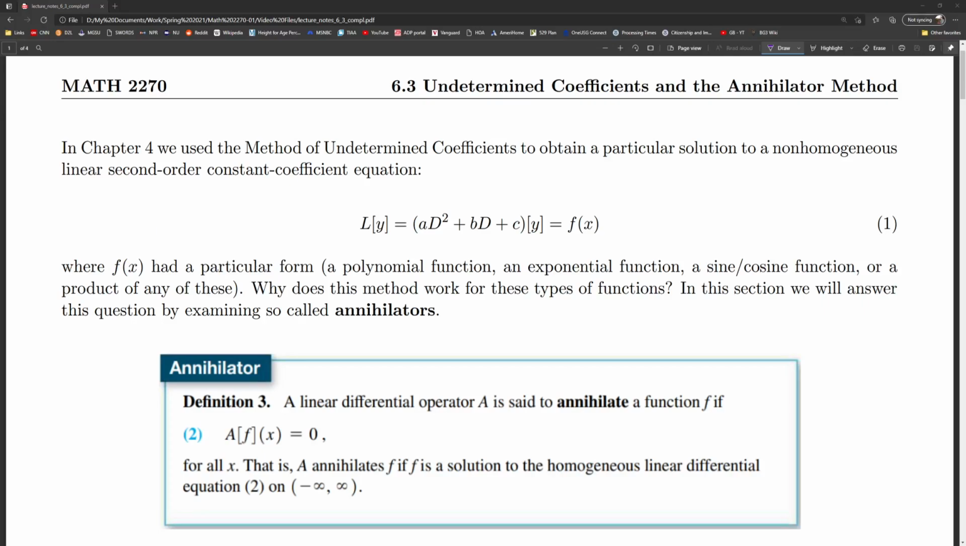Why does this method work for these types of functions? In this section, we will answer this question by examining so-called annihilators. The definition of an annihilator is given here. A linear differential operator A is said to annihilate a function f if A of f of x is equal to 0 for all x. That is, A annihilates f if f is a solution to the homogeneous linear differential equation A of f of x equals 0 on the interval from negative infinity to infinity.